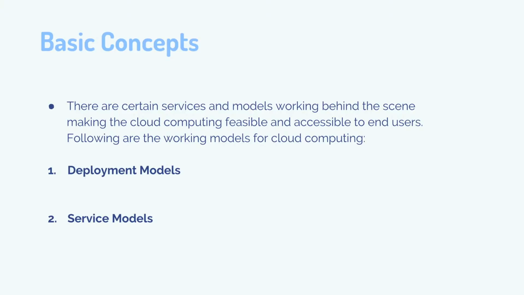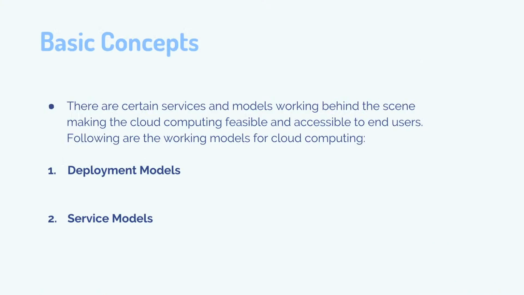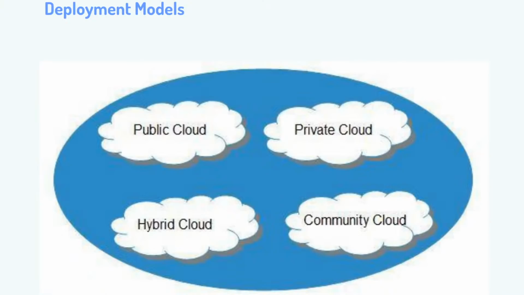Okay, so we will see one by one what is deployment model and what is service model, and then we will discuss about this too. Before we go into this concept, deployment model and service model, I'd like to tell about types of cloud. So what are the types of cloud we have? We have public cloud, private cloud, hybrid cloud, and community cloud. Note here, this is deployment model. Deployment model has totally 4 types: public cloud, private cloud, hybrid cloud, and community cloud.